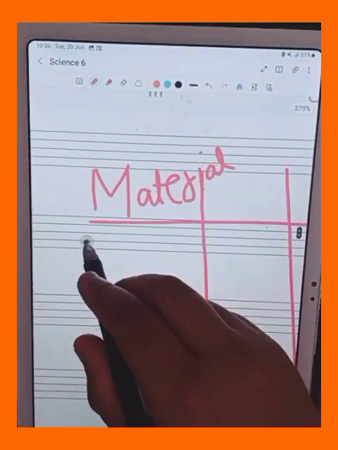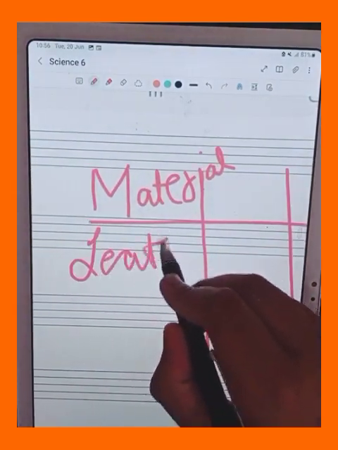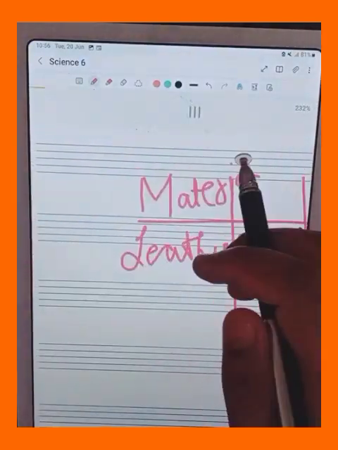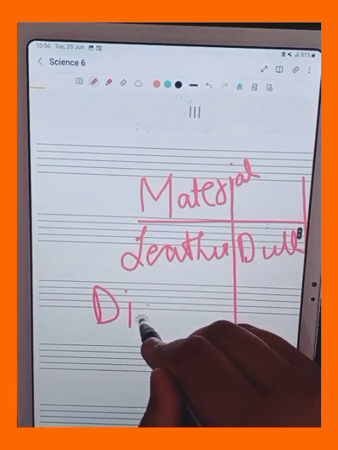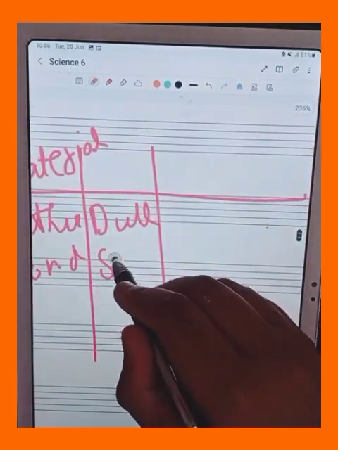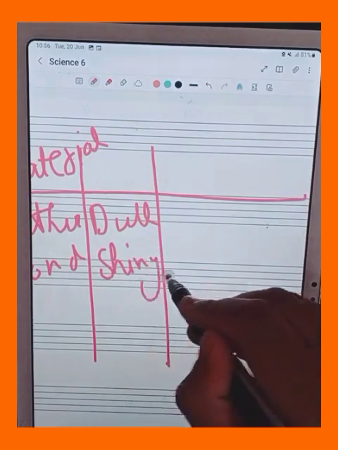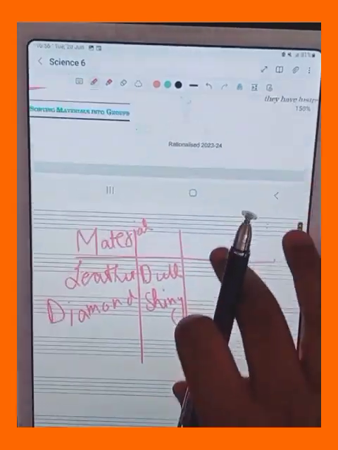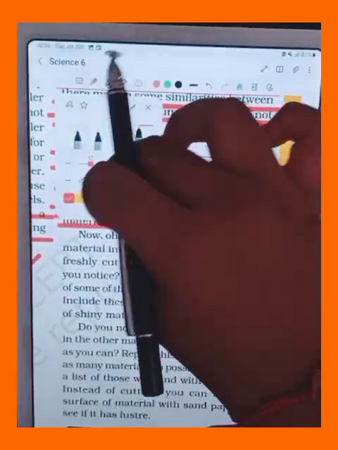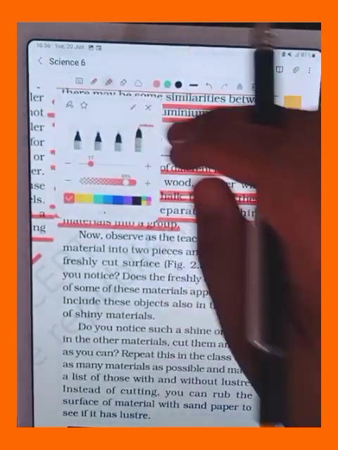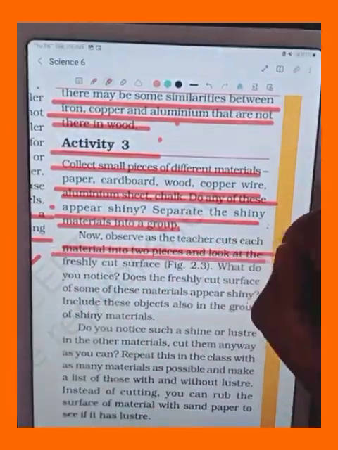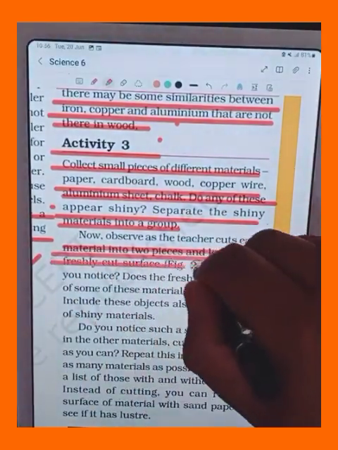For example, leather. It's dull. Yes, leather is dull. Diamond. It's shiny. Yes, diamond is shiny. Yes, you can understand now. Okay, this is too dark. Highlight it here. Now observe as the teacher cuts a material into two pieces and look at the freshly cut surface.